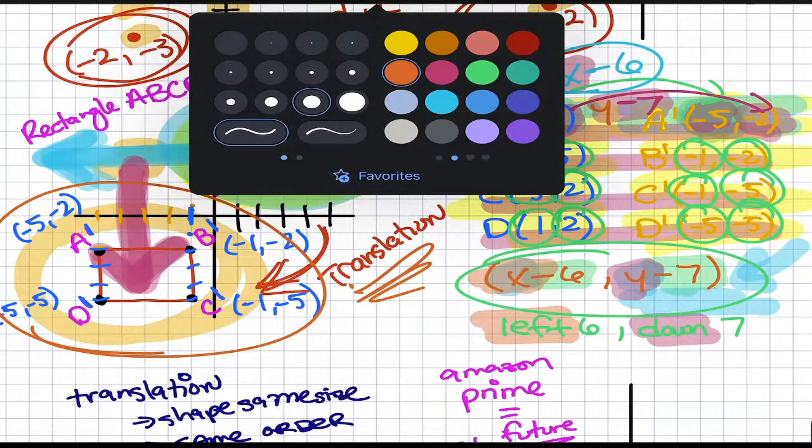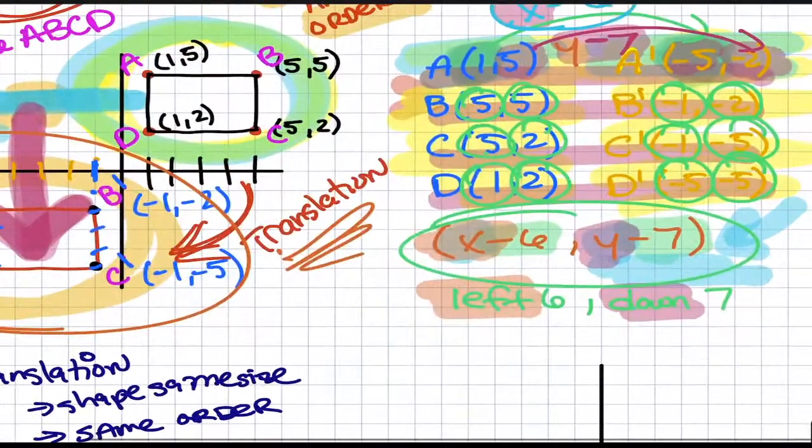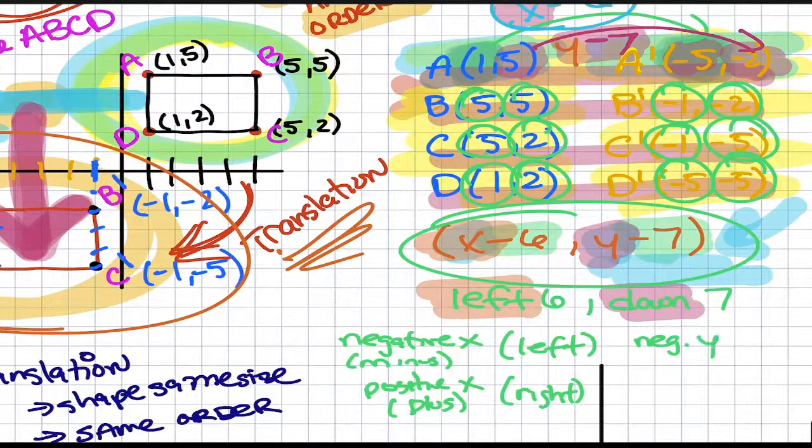Here, let me erase this and just write some of this out. If it's negative x, or minus x, it's going to be left. If it's positive x, it should be plus, and this would be right. And if it's negative for y, then it would be down. And if it's positive for y, then you go up. Sorry, my brain is getting ahead of me.